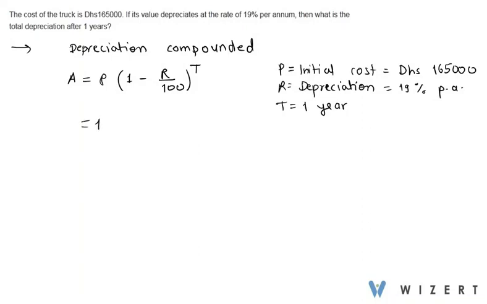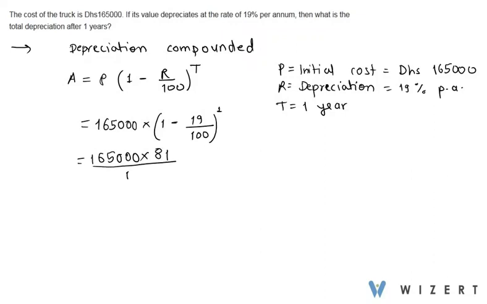We get 1,65,000 multiplied by (1 minus 19 by 100) to the power 1. So this is to the power 1, so the bracket will be as it is. Let's see, 1,65,000 multiplied by, so we'll take LCM here, 100 minus 19 is 81, divided by 100. These two zeros will cancel out.